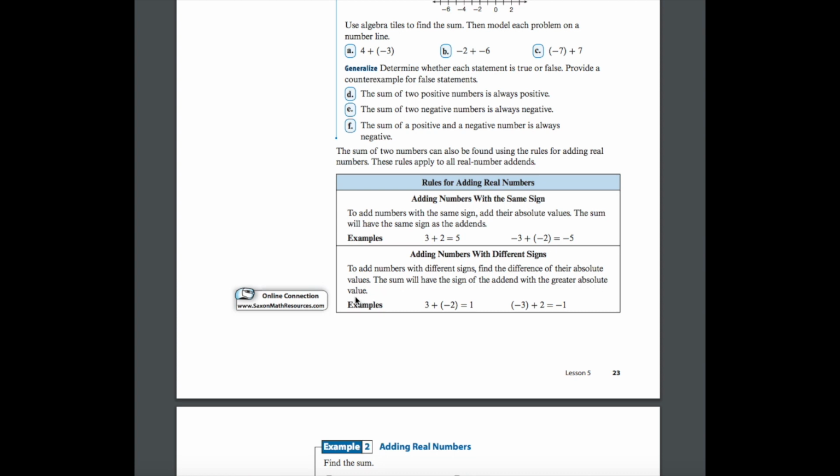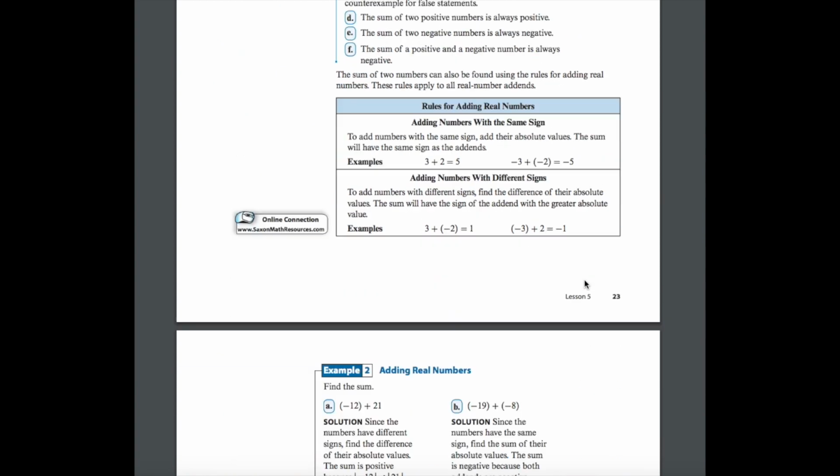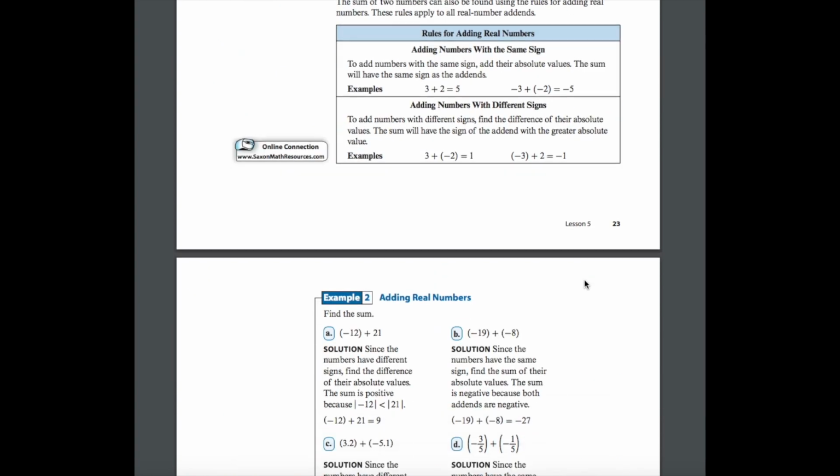What that means, if you've got two different signs, it says find the difference. Another term for difference is actually subtract those values. Now, it asks us to put them in terms of absolute value for both of these terms. That's why we were practicing with how to actually calculate absolute value. You put things into absolute value for adding real numbers, it makes it a lot easier. So even if I have a positive number and a negative number, I'm going to put them both into absolute value terms. Let's try it here.